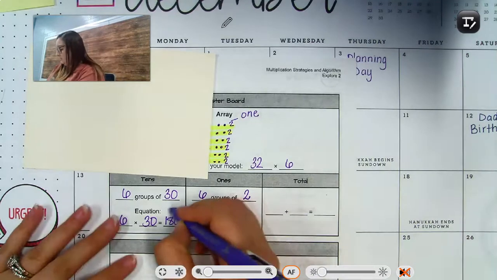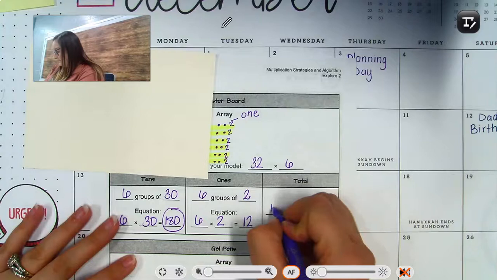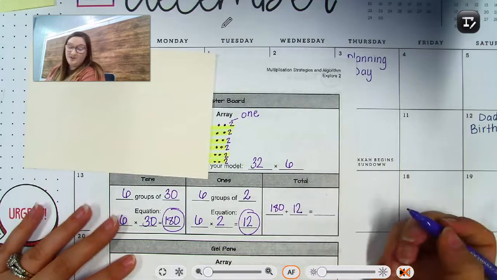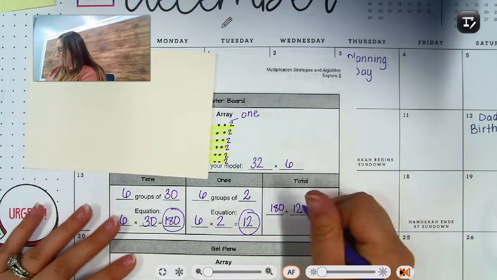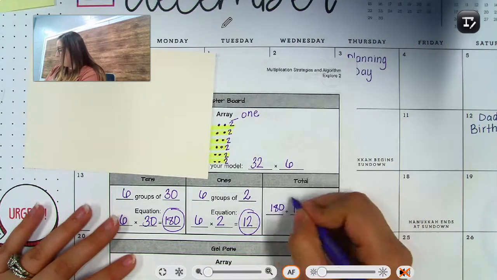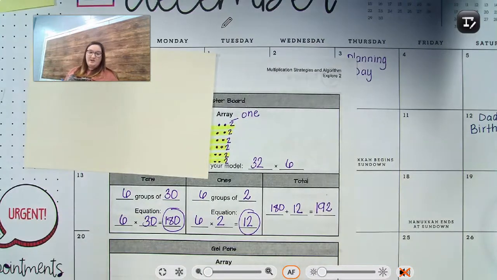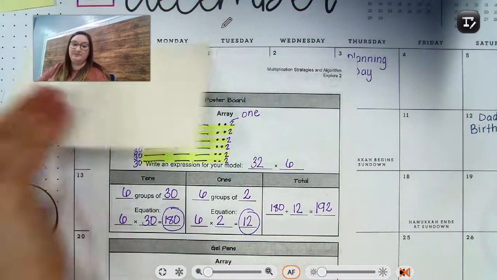So we're taking the totals of my tens and the total of my ones, and we're adding those together. So 0 plus 2 is 2, 1 plus 8 is 9, and 1 plus nothing is 1. So they have 192 bottles or poster boards.